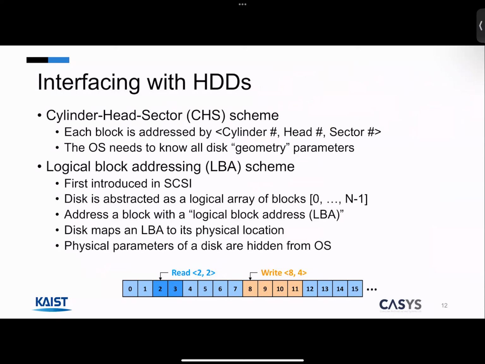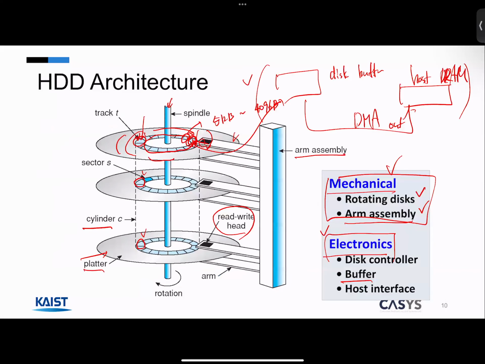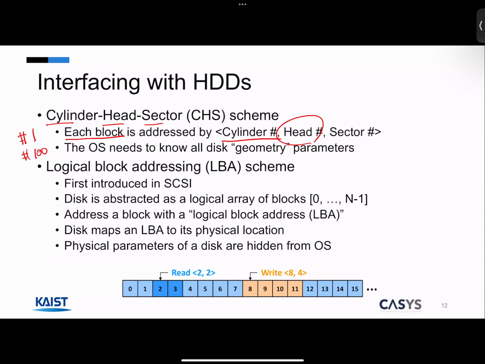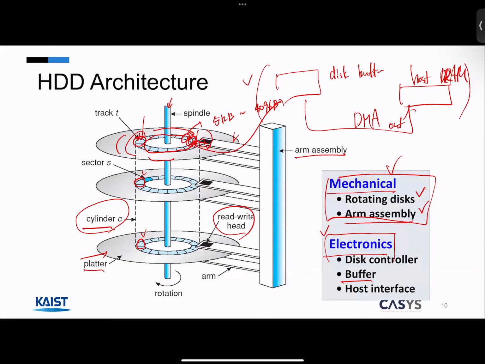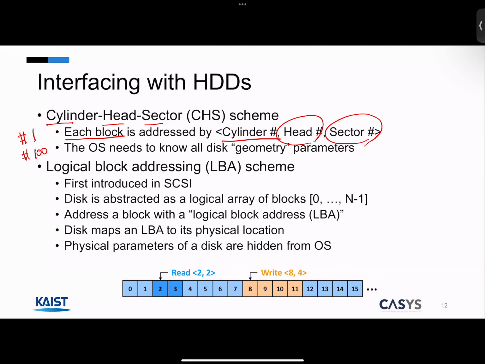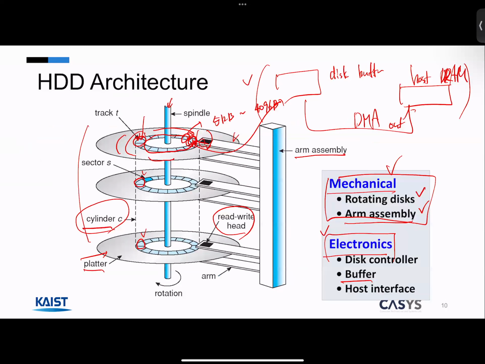So from the view of the device driver, the hard disk has the following interface: the cylinder, head, sector scheme. Say I want to locate block 1, or block 100. Each block is addressed by a cylinder number, a head number, which head, and a sector number. So the OS knows all this geometry: how many platters exist, how many cylinders exist on one platter, and how many sectors exist in a track.